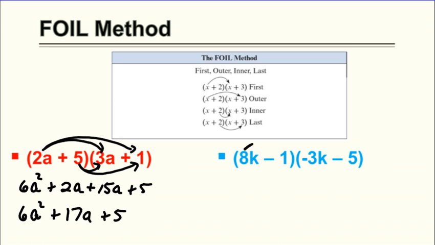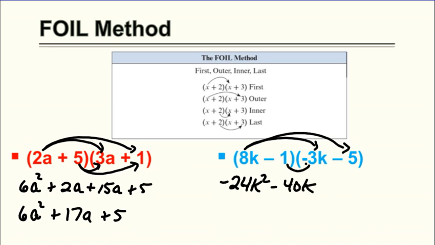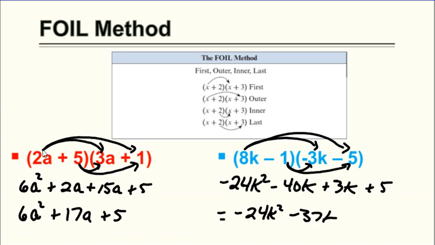Next one, we got 8k times negative 3k is a negative 24k squared. 8k times negative 5 is a minus 40k. Negative 1 times negative 3k is a positive 3k. And a negative 1 times negative 5 is a positive 5. Put that in like terms. So we got negative 24k squared minus 37k plus 5.